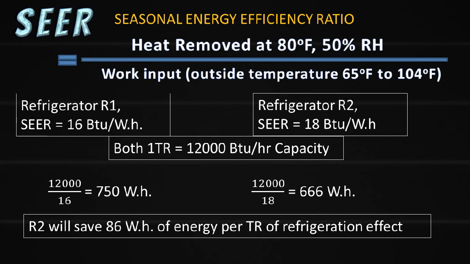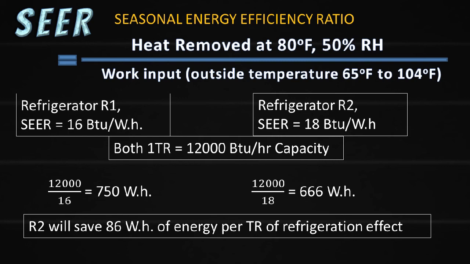SEER gives a more precise value for performance measurement of a refrigerating unit. A SEER is generally from 13 to 24 BTU per watt hour. Let us see one example of a refrigerator having 16 SEER and another having 18 SEER. Refrigerator 2 gives 2 BTU more refrigeration effect per unit of electricity consumption.